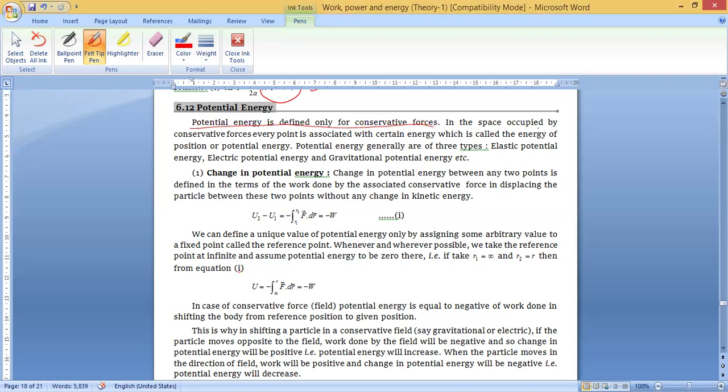In the space occupied by conservative force, every point is associated with certain energy, which is called energy of position or potential energy. Potential energy generally is of three types: elastic potential energy, second electrical potential energy, and third gravitational potential energy. Here we learn about gravitational potential energy.